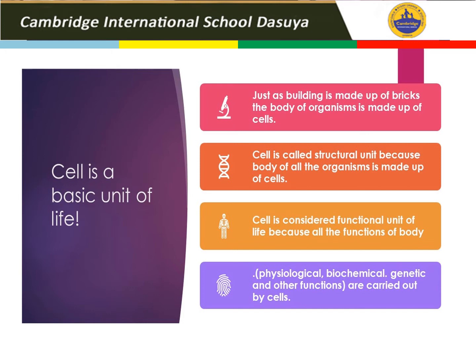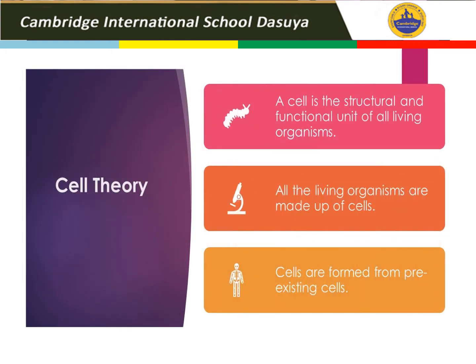The cell is called the structural unit of life because the body of an organism is made up of cells. It is called the functional unit of life because all functions of our body are performed by cells. A German botanist, Schleiden, and a zoologist, Schwann, formulated the cell theory for plants and animals.